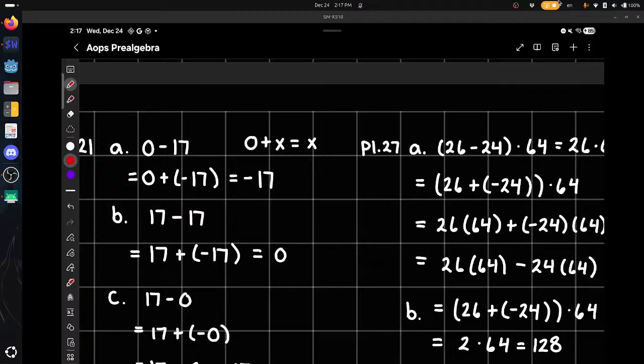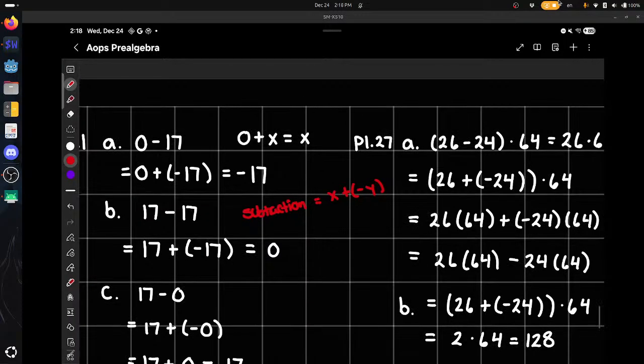Okay, so they say that this is a definition of subtraction. So definition of subtraction is right here. Okay, so definition of subtraction is really x plus negative y. That's the definition. Okay, I'll remember that.